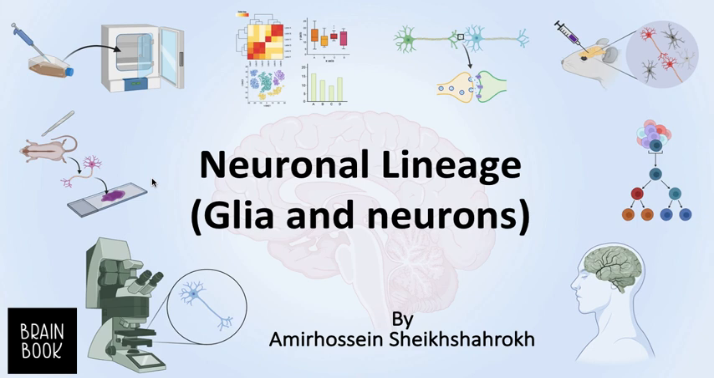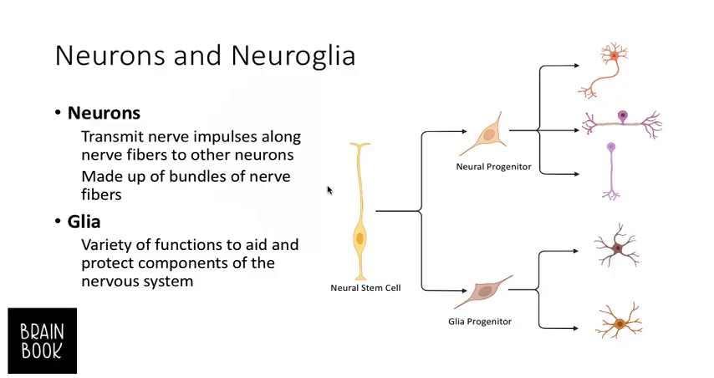I am Amir, and in this video I want to talk about neuronal lineage including glia and neurons. We will talk about neurons and neuroglia comprehensively. The cells in our nervous system are divided into different groups. One is neurons and another one is glia.